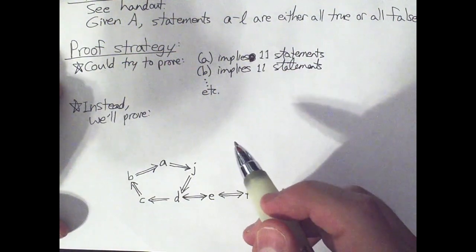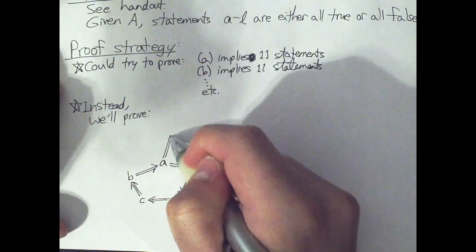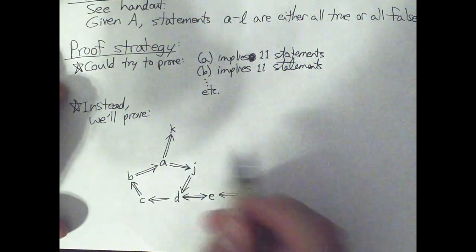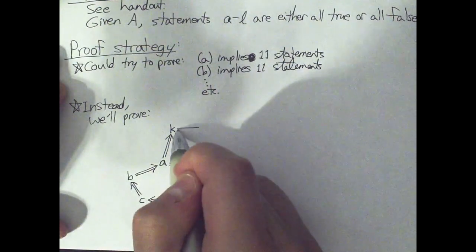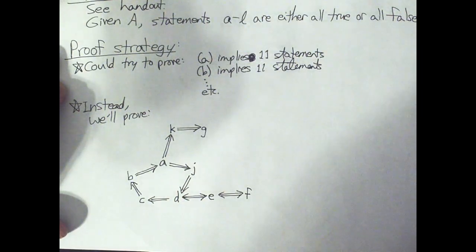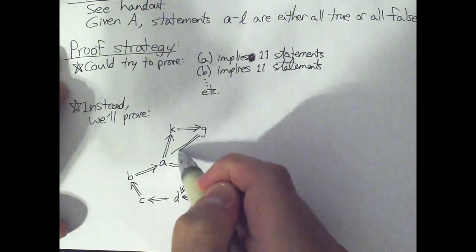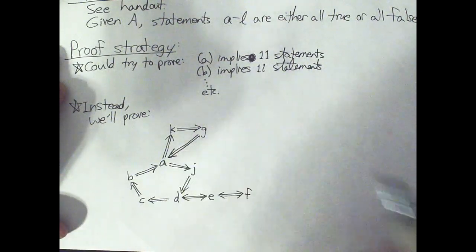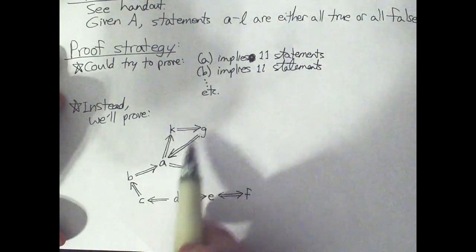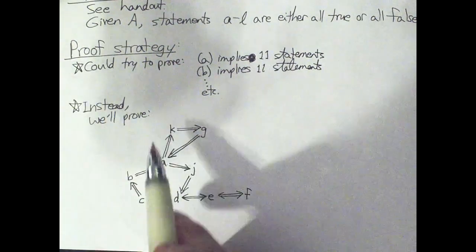We're going to show that item A implies item K. We're going to show that item K implies item G. And we're going to show that item G implies item A. So we get another closed loop here where A, K, and G all imply each other, because if one of them is true, you can just follow this triangle and get to any of the other 3.